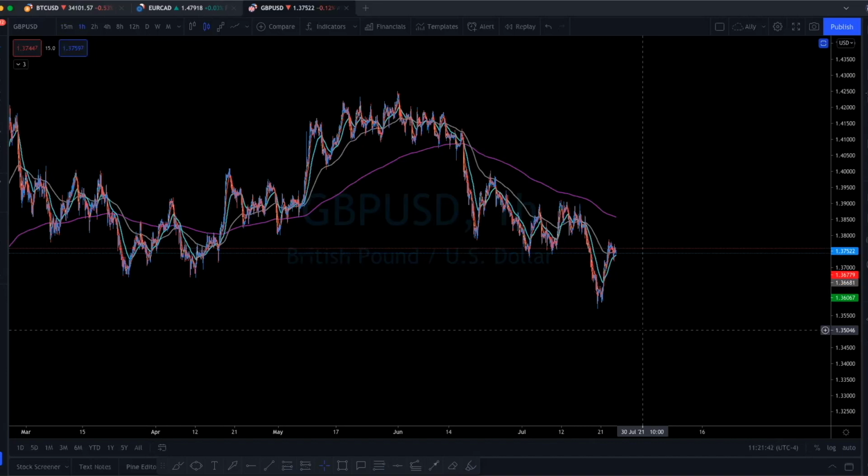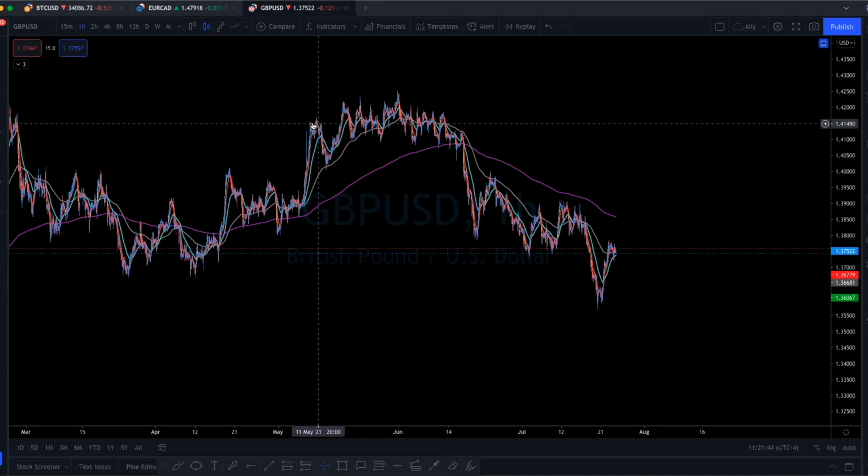Especially if you notice crazy stuff like this right here, like a V spike like that, I'd definitely be looking for more buys, not sells.